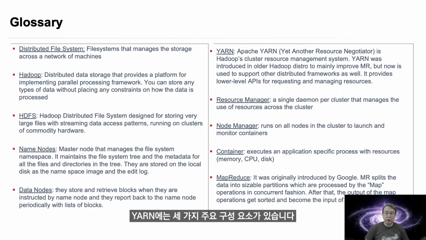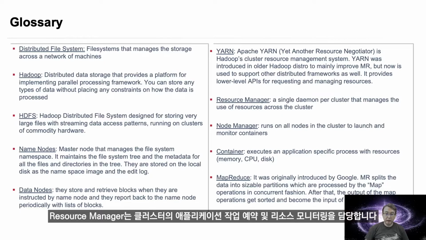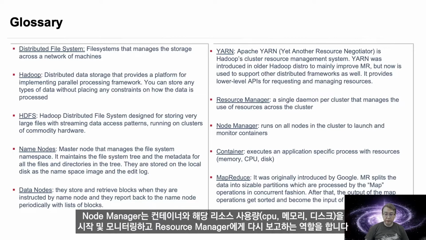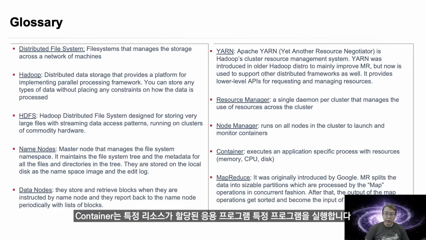There are three major components in Yarn. Resource Manager is responsible for scheduling application jobs and monitoring resources in the cluster. Node Manager is responsible for launching and monitoring containers and their resources usage, like CPU, memory, disks, and report back to the resource manager. Container executes application-specific program with a specific resource allocated to them.